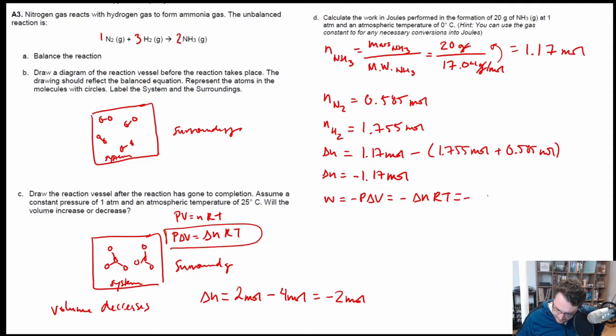So we have negative 1.17 moles. We can have R, which is 8.314 joules per mole Kelvin. And then we have our degrees, so 25 degrees Celsius. We add 273 to that. 25 plus 273 comes out to 298, so that's 298 Kelvin.